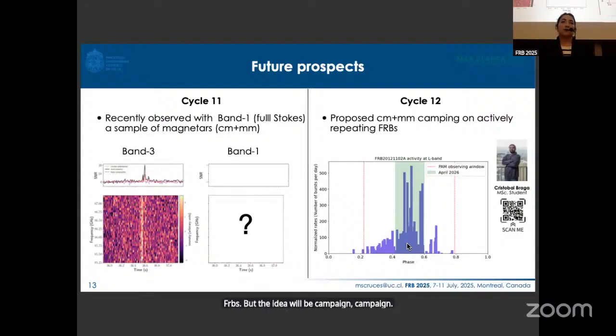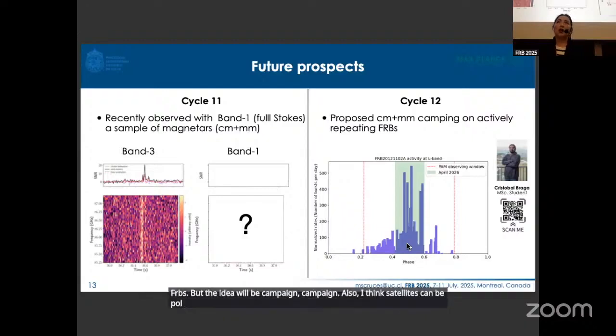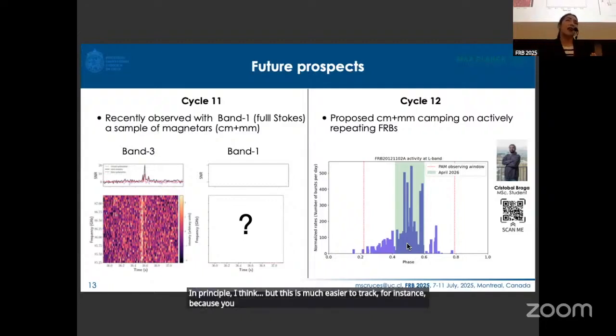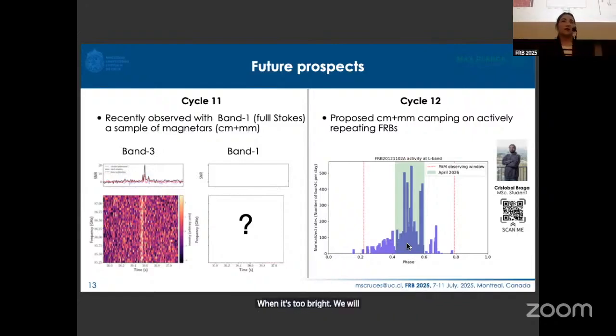Also, I think satellites can be polarized, right? In principle, I think, yeah. But this is much easier to track, for instance, because you know the orbit. For instance, at ALMA, we know when a satellite will pass, and sometimes when it's too bright, we will shut the system. So this is much easier to track, I would say.